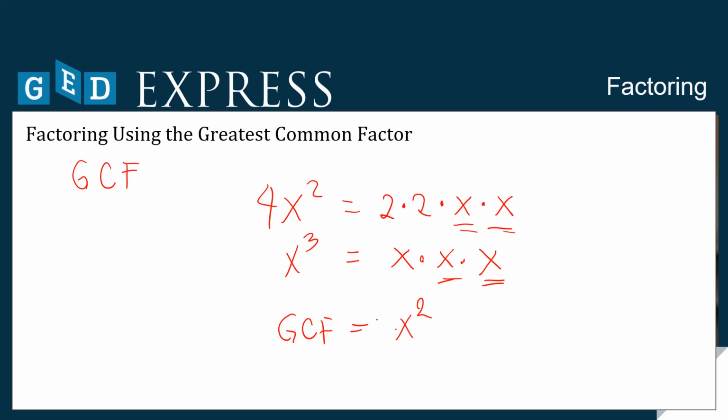x squared. Using this knowledge, you can factor the expression x cubed plus 4x squared and rewrite it using the GCF. Dividing the expression by the GCF, we have x plus 4. So the factors are x squared times x plus 4.